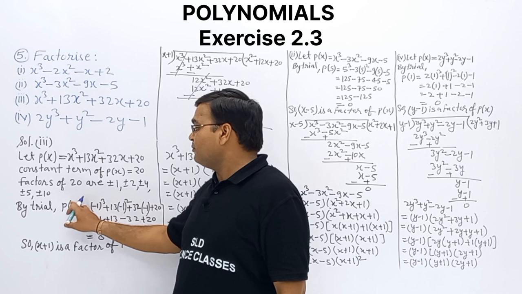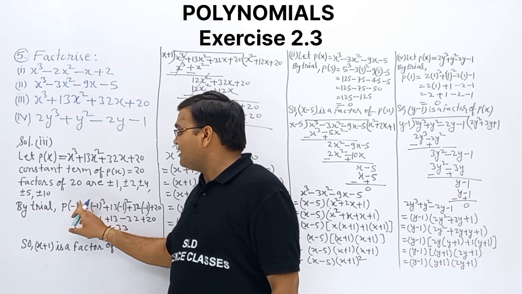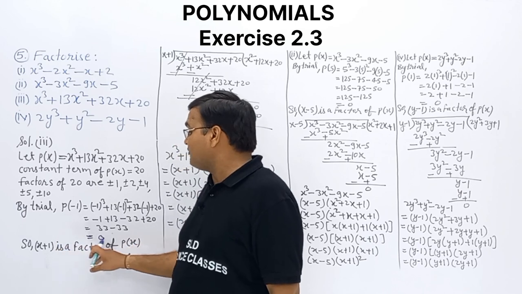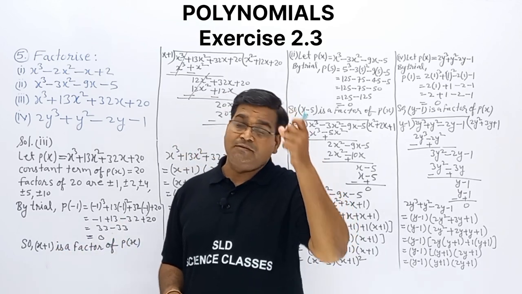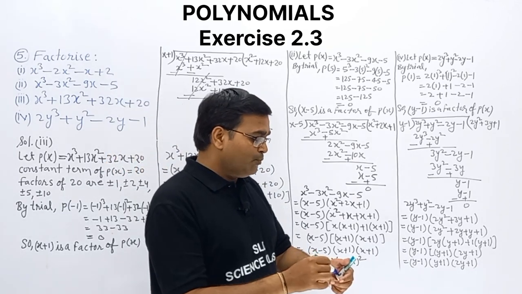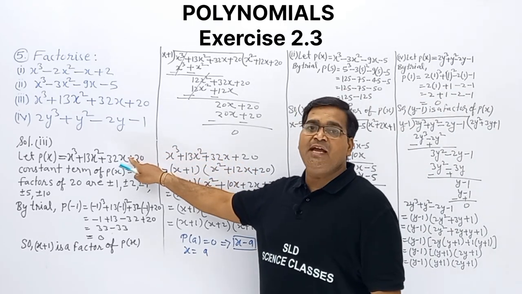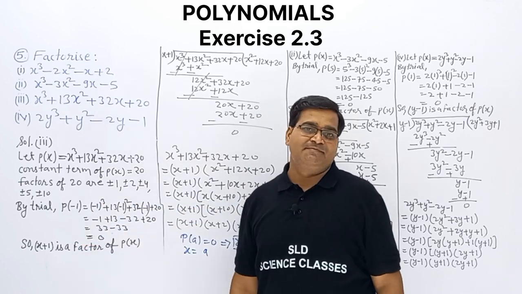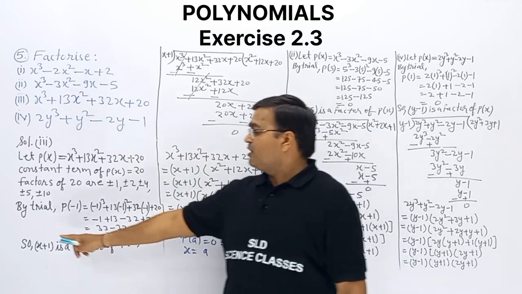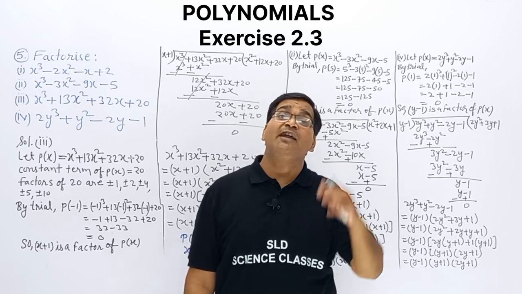And x minus a, it means a is what? A is minus 1. So x minus of minus 1, minus plus, so x plus 1 is a factor of this one. Getting or not? Now we want the remaining two factors. For finding the remaining two factors, we will divide the given polynomial by this factor, the factor which we observed.